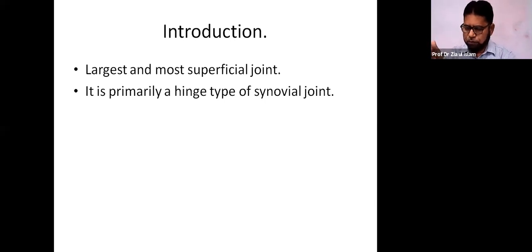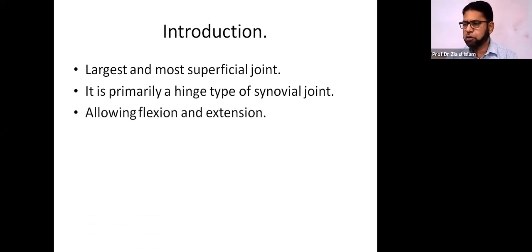होता ये है कि अब समझाने के लिए मैं इसमें दो मूवमेंट्स, we have a flexion and we have an extension. So ये hinge type की movement है, लेकिन it is something different from the hinge joint. That is, it also provides a rotation. एक atypical type of hinge joint है जिसमें थोड़ी बहुत rotation मौजूद है. That is, it has a medial rotation, a lateral rotation, or you can say a gliding type of movement is there. So it's primarily a hinge type of synovial joint.